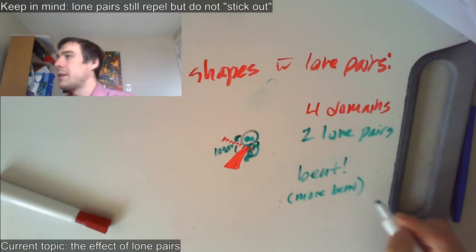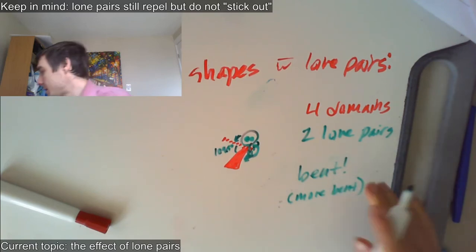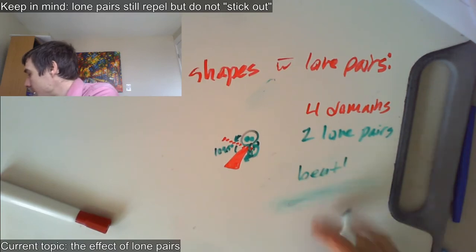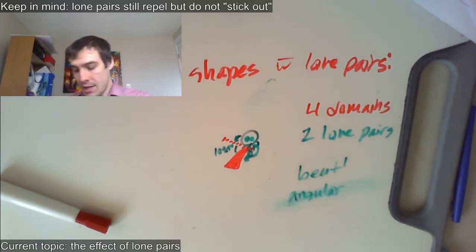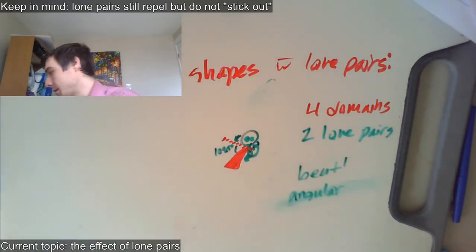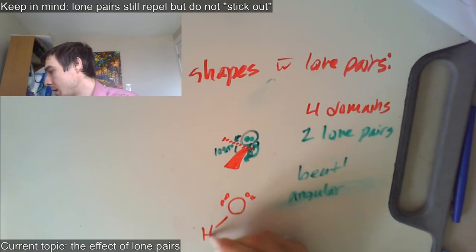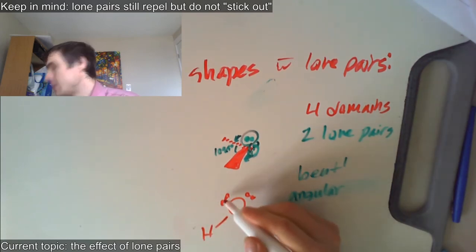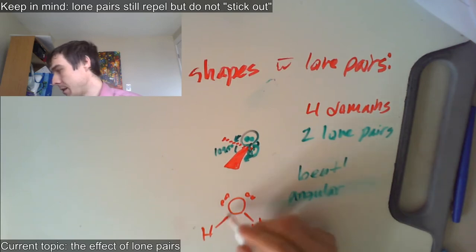That's not an official name. It's not more bent, that's not the name, but it's more bent than the other bent. It's 109 degree bent, or angular. Again, you can say angular. Water is the classic example of this molecule, right? Water has that oxygen, 2 lone pairs, and hydrogen, hydrogen. So that's why we draw it like this. It's a bent molecule.